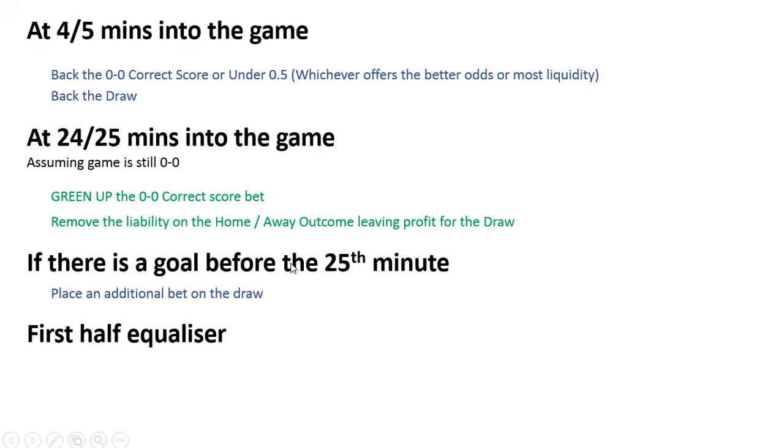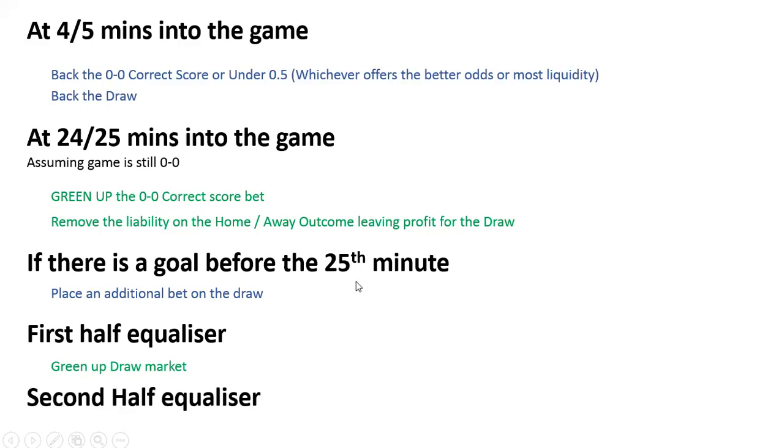And then if there's an equaliser in the first half, I would green up the draw market. So I would wait for the market to settle after the equaliser going in, take the cash out, the green up option, and that should ensure that you end up profitable overall. So that includes covering your loss that you would have had on the 0-0 correct score bet.